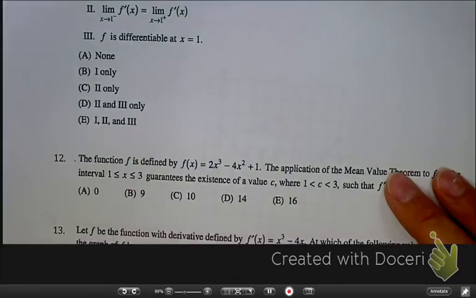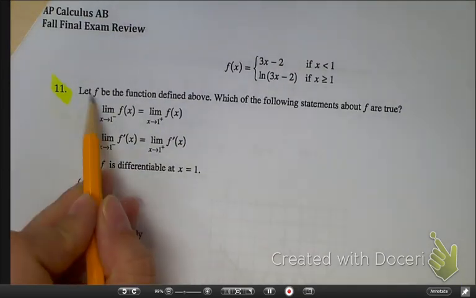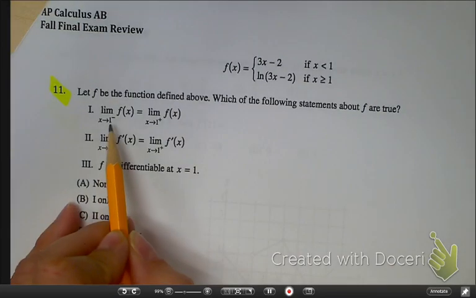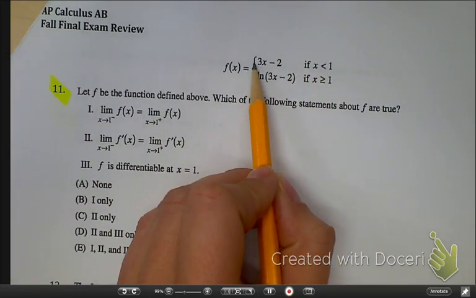Number 11. For number 11, we have a function defined above, which is a piecewise function. Which of the following statements are true? The first one says, does the limit as x approaches 1 from the left equal the limit as x approaches 1 from the right?